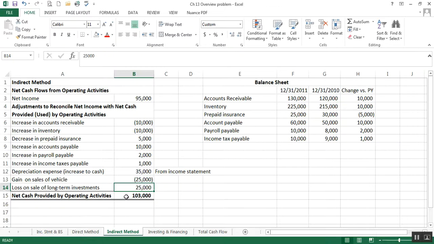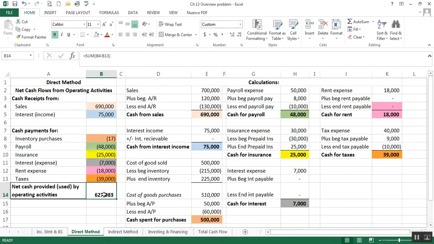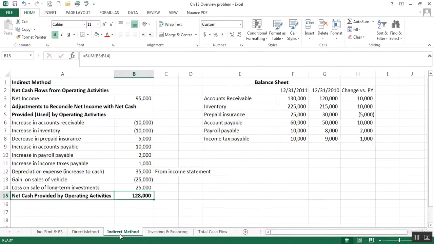Okay? And then we're going to add all these up, and it's going to give us our cash from operating activities. Oh, this is not right. Much better. So you'll see that the net cash provided or used by operating activities under the direct method is going to be exactly the same as the indirect method. We got there different ways, but they should always be the same.